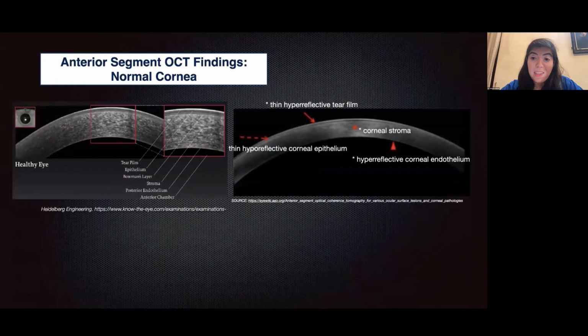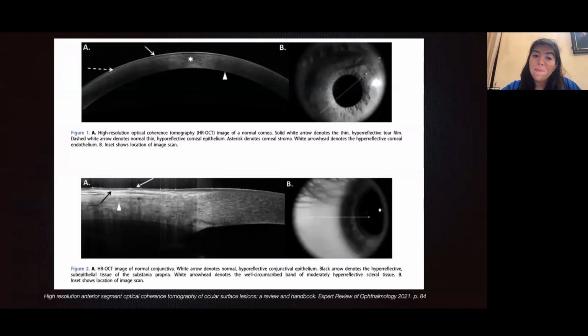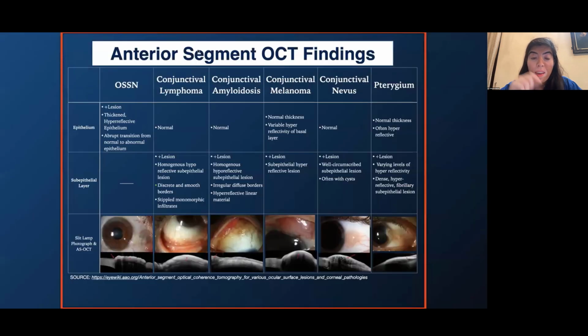So I can't emphasize enough these two last images for us, as that is the basis of what we're going to do. And it's all about pattern recognition, my friends. For both normal, and this is an example of normal cornea and normal conjunctiva down below, and pattern recognition as it relates to abnormal pathologies. And this slide really sums it up.